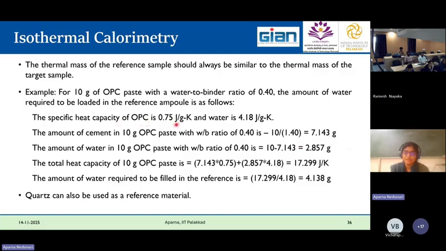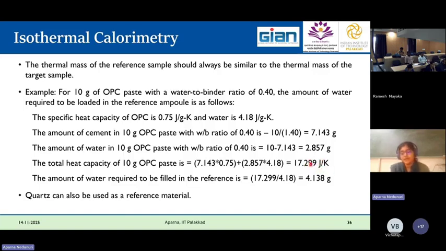The specific heat capacity of OPC is 0.75 joule per gram Kelvin and water is 4.18 joule per gram Kelvin. These are material specific values. Once we know this, from the amount of sample that is present, we can calculate the total heat capacity of the paste sample that has been loaded in the sample ampoule. That turns out to be 17.299 joule per Kelvin.